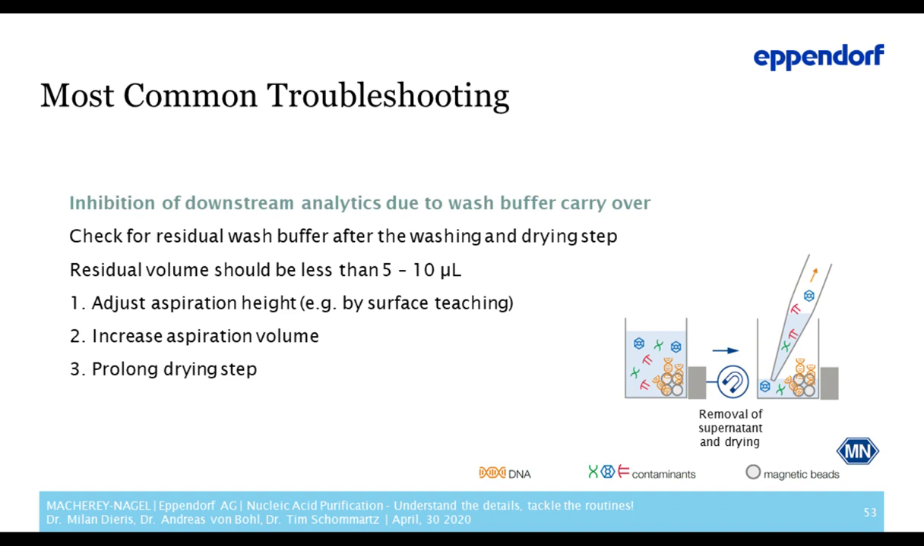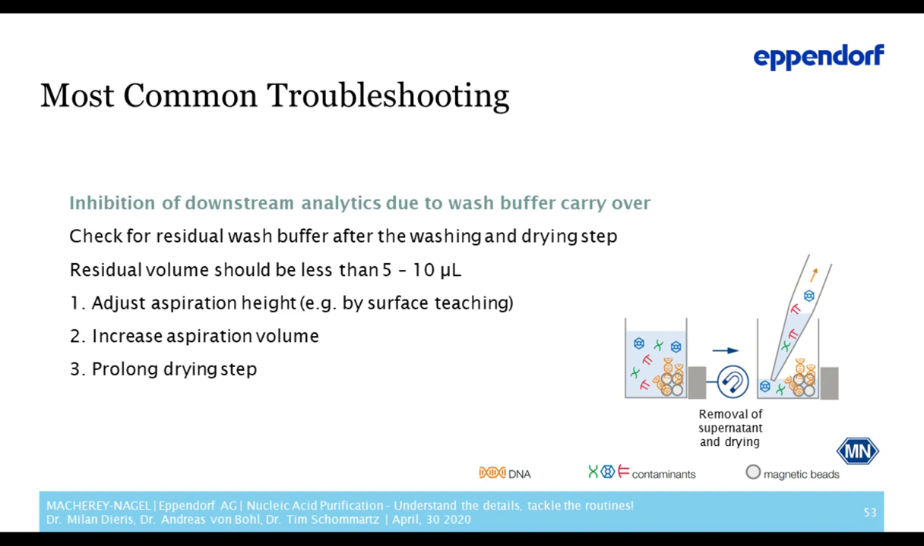So the symptom is always qPCR inhibition, and you can diagnose it very easily if you check the residual volume after each aspiration step on the platform. The volume which should be left in the plate should be less than 5 to 10 microliters. Of course, if it's 0 microliters, that is optimal, but under normal conditions, it's something between 5 to 10 microliters. You can easily check this by stopping the instrument after the aspiration of the supernatant, taking out the plate, and measuring the volume by pipetting. Thereby you can see if the aspiration is as efficient as you want it to be.